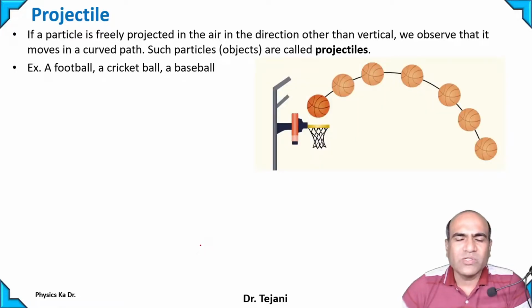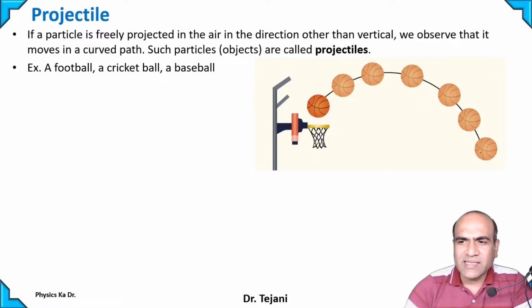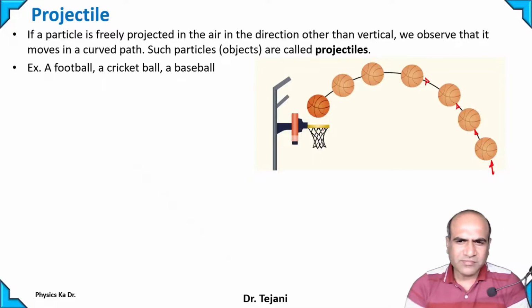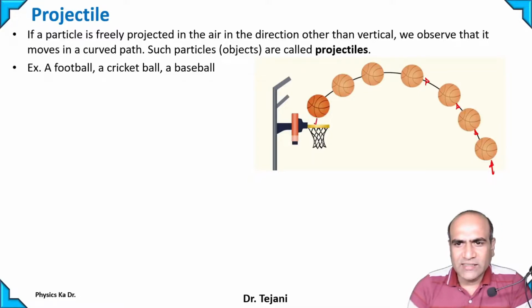If you see almost all kinds of outdoor games, we see this motion. For example, a basketball example is given. A person is throwing a ball for the basket from this position. And you can see the path looks like some curvature. The ball is moving in, and there is a basket, and there is a goal.